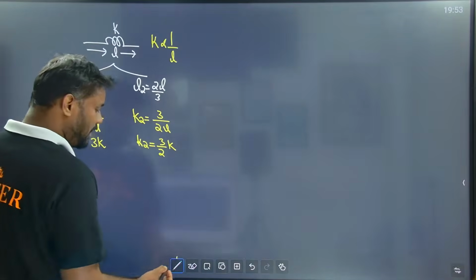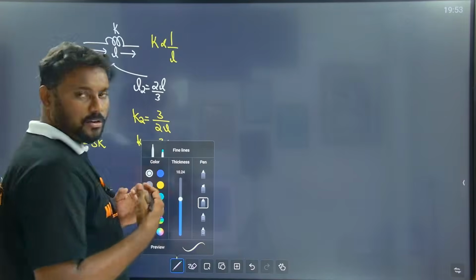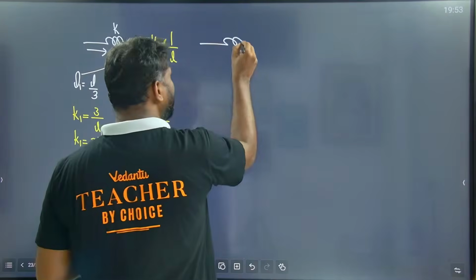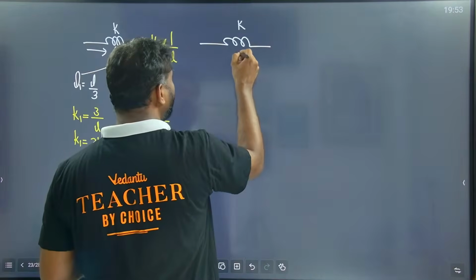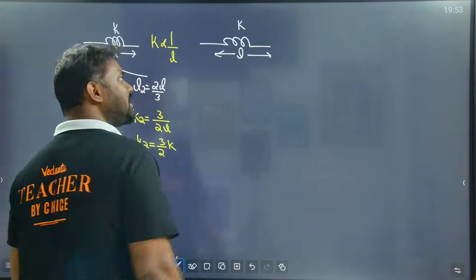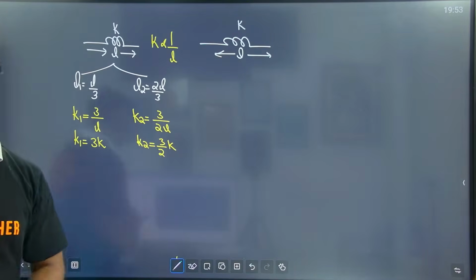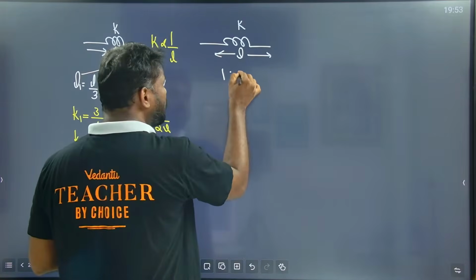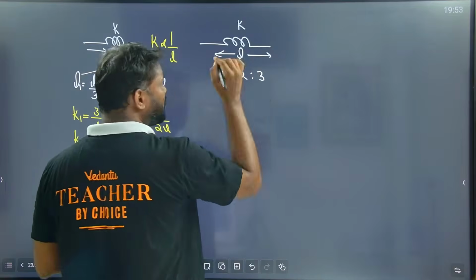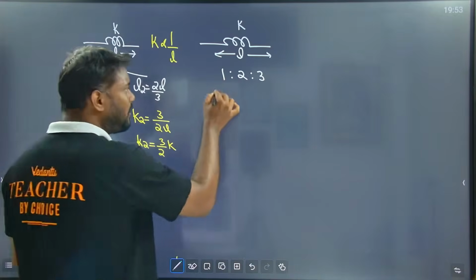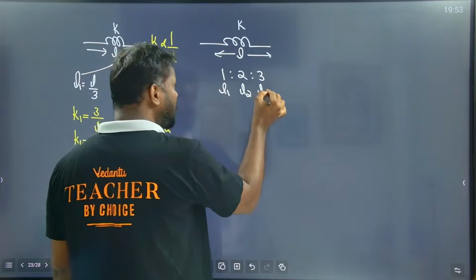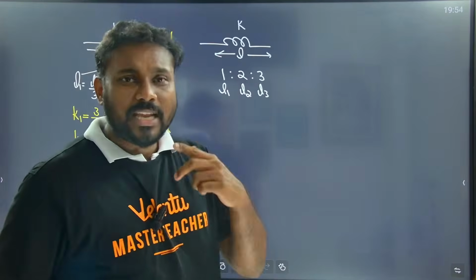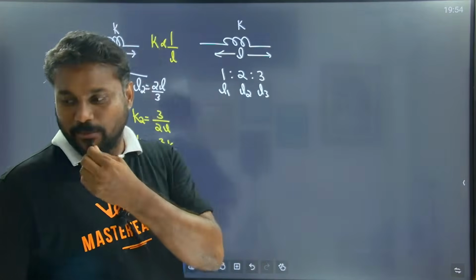One more thing I'll take. Now a question is given. The spring has constant k, and the total length is L. I'm going to cut it in the ratio 1:2:3, with lengths L1, L2 and L3. The question is to calculate the values of K1, K2 and K3.